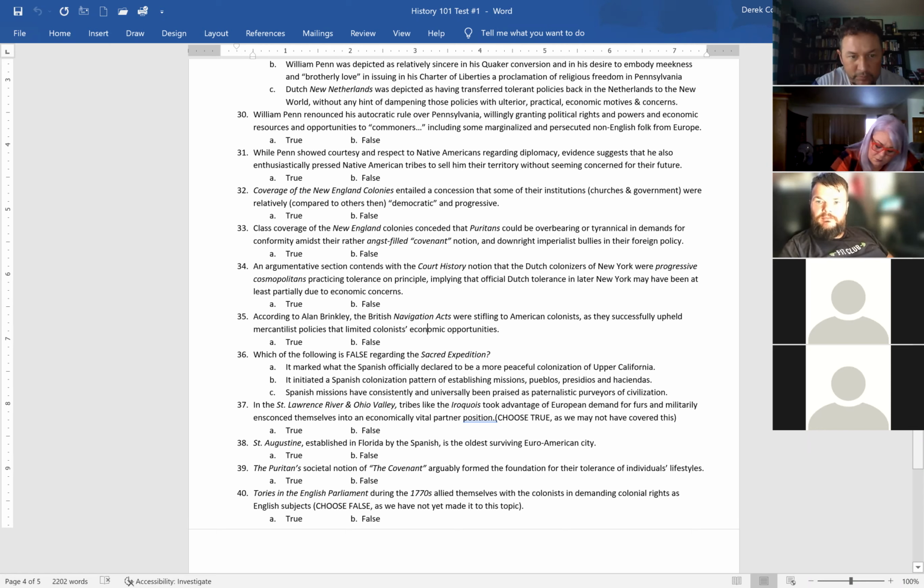Number 37, in the St. Lawrence River and Ohio Valley, tribes like the Iroquois took advantage of European demand for furs and militarily ensconced themselves into an economically vital partner position. That is true, as evidence of their agency. The Iroquois took over the Huron, took their lands from them in the St. Lawrence Valley, so they could be the providers of the furs to the white men, and they could dictate the terms thereof.